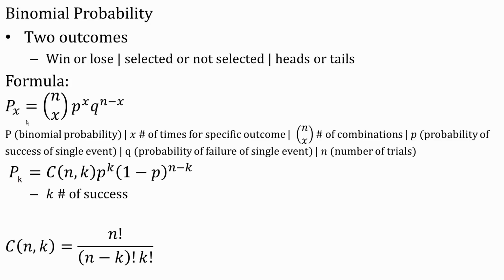So the probability is equal to, so this right here is a combination where n is the number of total trials and x is the number of times for a specific outcome. P is the probability of success for a single event, and Q is the probability of failure for a single event, and N is the number of trials. We can represent combinations like this, and this is the formula: n factorial divided by parentheses n minus k factorial times k factorial, where k is the number of successes and n is the number of total trials.